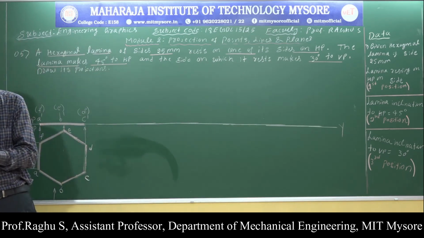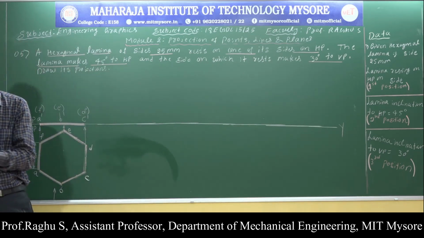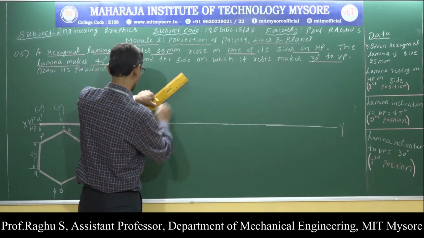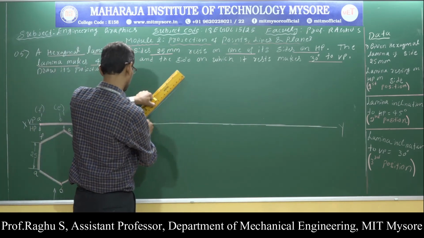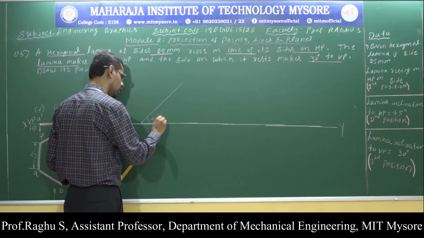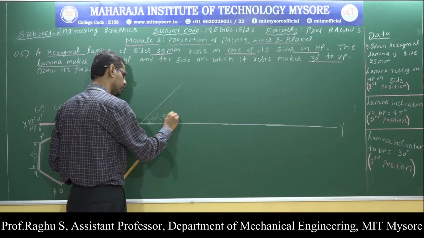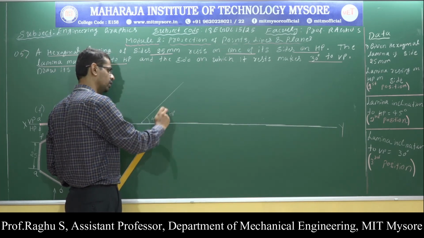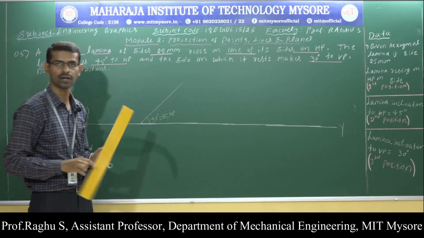Now to write the front view, draw a 45 degree line. At any point on the XY line, take 45 degrees theta with respect to HP. HP inclinations are visible in the front view, and the front view comes on the vertical plane. That's why I have drawn the 45 degree line.